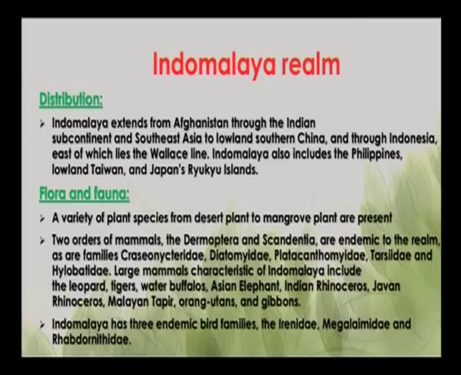Indomalaya has three endemic bird families, and that's also very important. Anything with respect to endemic species has to be registered with that realm, because that actually states the importance of that realm. If that realm discontinues to exist for some particular reason, those species are considered endangered or extinct.